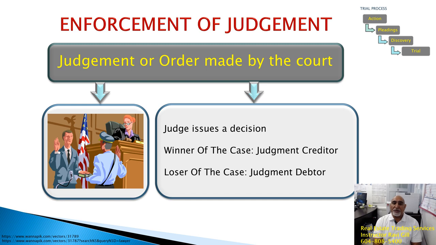Okay, in the judgment, really the judgment is the order made by the court. Okay, the judge issues a decision, and now we already looked at that the person who wins the case is called the judgment creditor, and we're talking about money now, okay? And the loser of this case is called the judgment debtor. So the trial has finished.